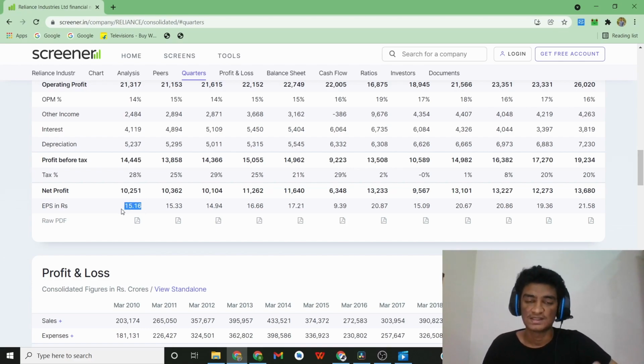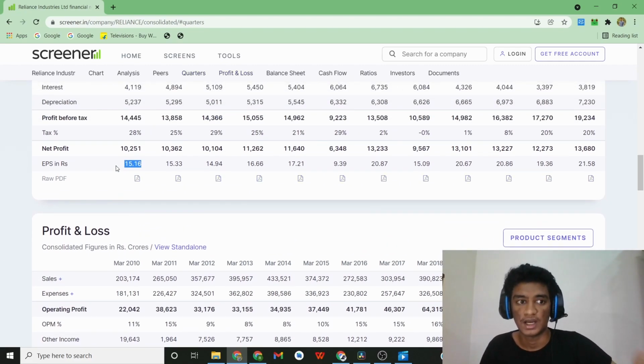Now a higher EPS is obviously considered a good sign. Why? Because your EPS is dependent on your net profit. Here you can see that your net profit has grown from 10,250 to 13,680, right? So the net profit has grown, and because your EPS depends on your net profit, it has grown from 15.16 to 21 as well. So a higher or increasing EPS suggests that the net profit of the company is growing.